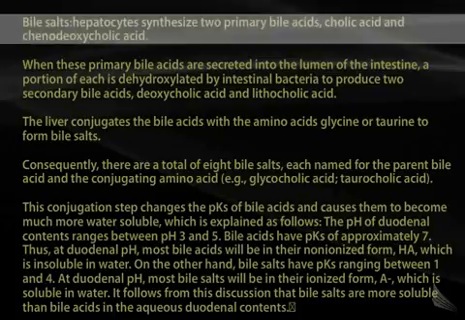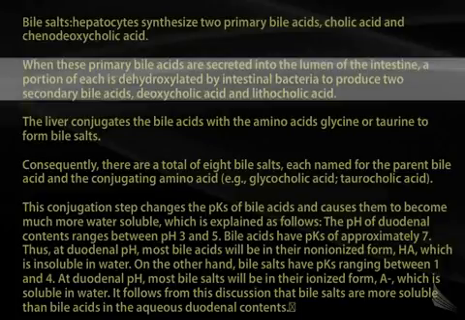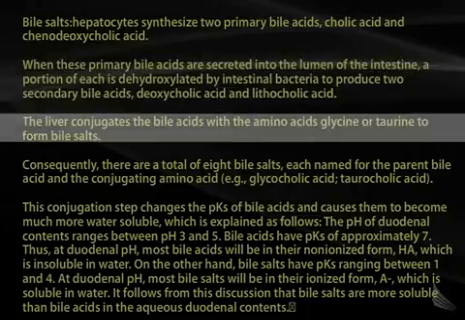So as shown in the last diagram, hepatocytes secrete 2 primary bile acids, cholic acid and chenodeoxycholic acid. When they're secreted into the lumen of the intestine, they're dehydroxylated by intestinal bacteria, and we get the secondary bile acids, deoxycholic acid and lithocholic acid. The liver conjugates the bile acids with an amino acid, either glycine or taurine, to form bile salts.